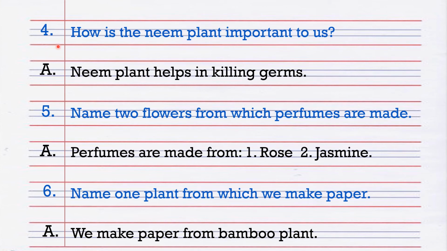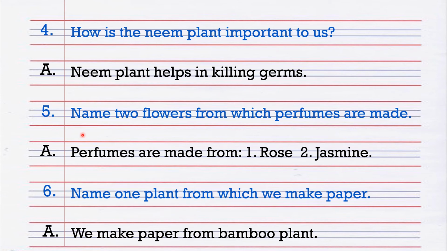Now moving on, question number 4. Question number 4 is, how is the neem plant important to us? We all must have seen neem plant around the city. How is it important? Neem plant helps in killing germs. It is antibacterial and it helps us in killing germs. So the answer is, neem plant helps in killing germs.